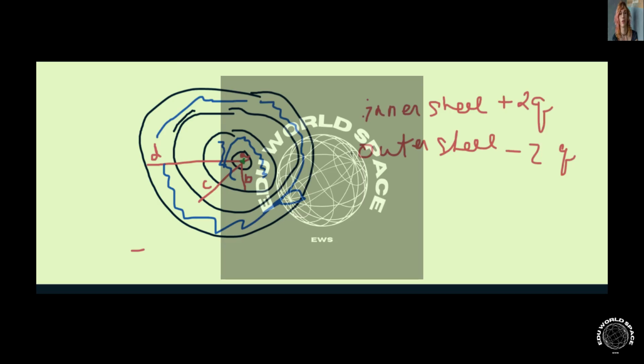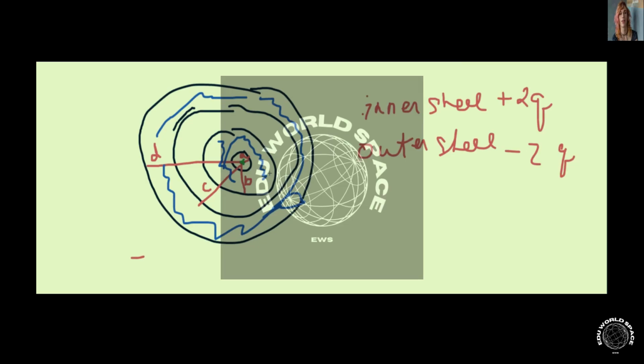Okay, so we have two concentric spherical shells. The inner shell has radius A and outer radius B, and the outer shell has inner radius C and outer radius D. The inner shell has a total charge of plus 2q. The outer shell has a total charge of minus 2q, and we're going to find the electric field everywhere and where the charges are located. So let's get started.